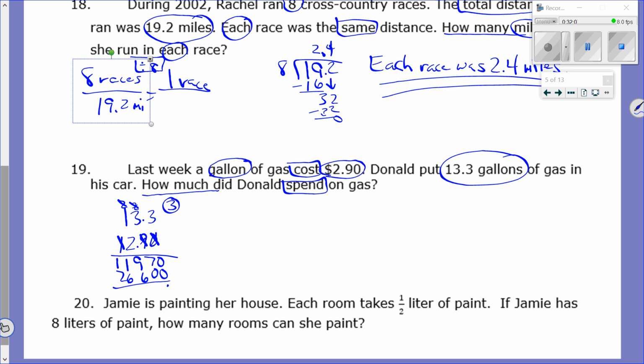And I just add up my columns. Again, neat handwriting, extremely important. 15, 7, 8. And once I have all the numbers, I go back and I said, okay, I've got 3 decimal places. I put 3 decimal places in my answer. So Donald spent $38.57.